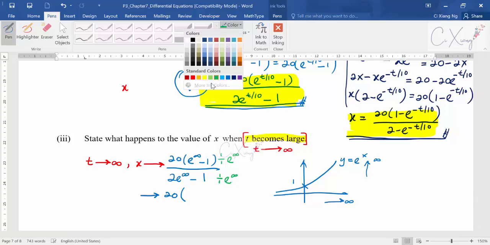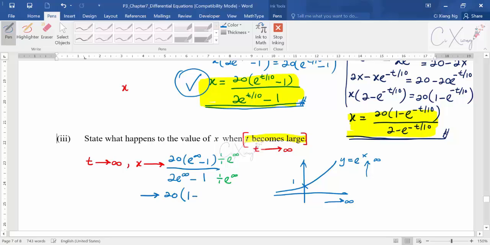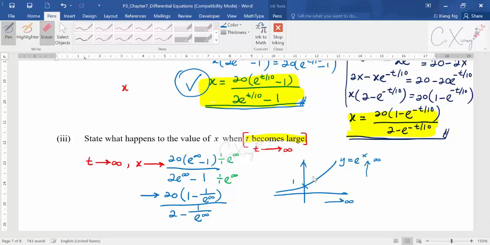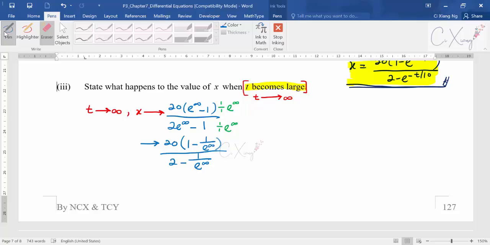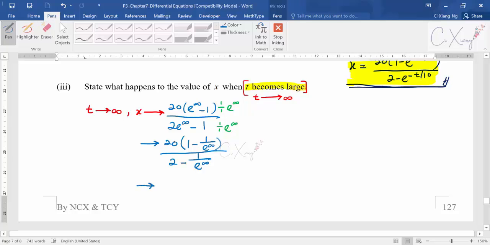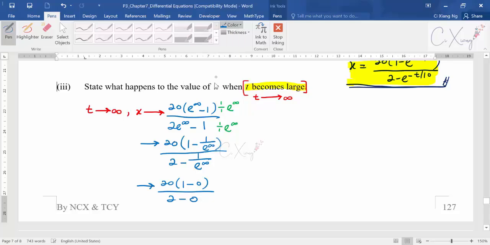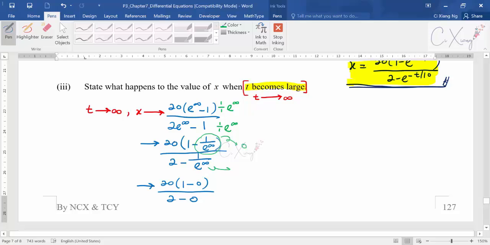All right, if you divide your equation by e infinity, then you have 1 minus 1 over e infinity. Then this one will become 2 minus 1 over e infinity. And after that, from here, you're able to get 20 times (1 minus 0) divided by (2 minus 0), because you should know that 1 divided by infinity is 0. So this one is also 0.